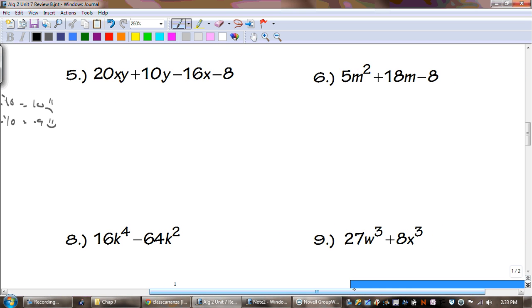All right, number 5. Don't make the mistake, draw this down and start taking out the GCF right away, because you can take a GCF out of everything from the very beginning. Okay, they're all even numbers. Okay, GCF is 2, and then we're left with 10xy plus 5y minus 8x minus 4.